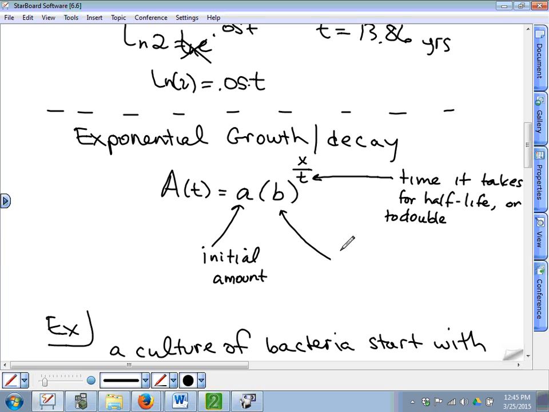B, what's a good way to explain this? For lack of a better way, it's what's happening to the substance if it's a half-life.